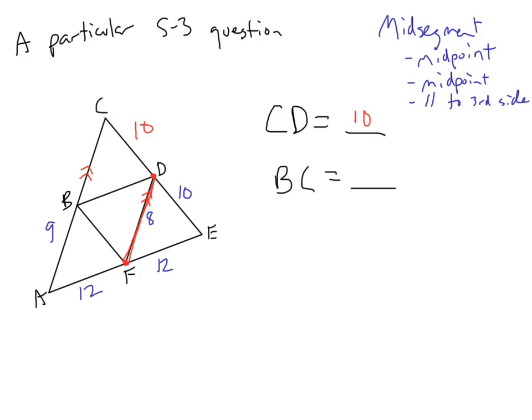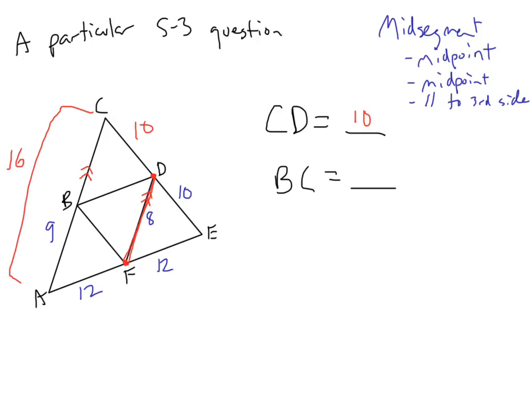Now, to figure out what the other one's length is, to figure out the length of BC, it all still revolves around the midsegment. But the length of a midsegment is half the length of the third side, or the way I typically do it, double the midsegment is the length of the third side. Third side meaning this midsegment contains this side and this side, so it would be this third side. So if DF here is 8, that means that CA has a length of 16.